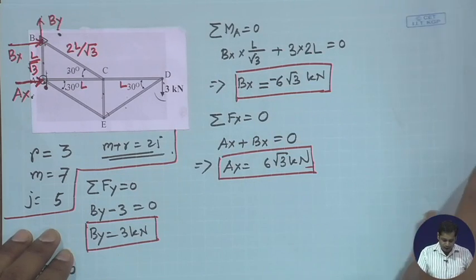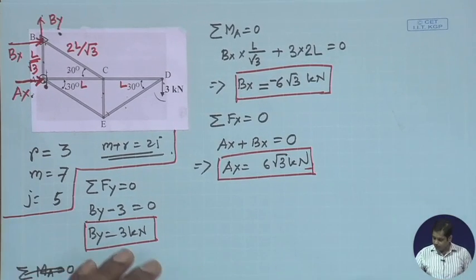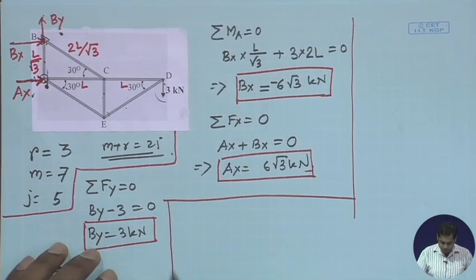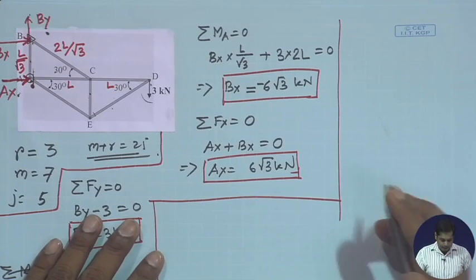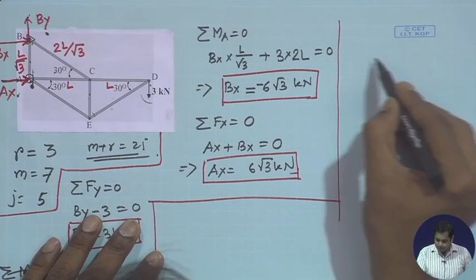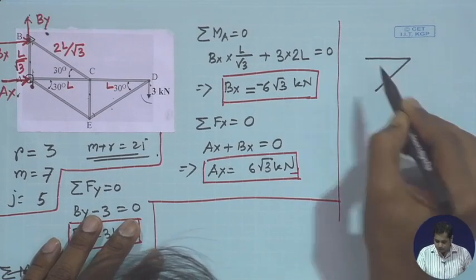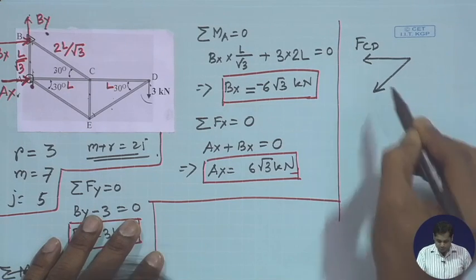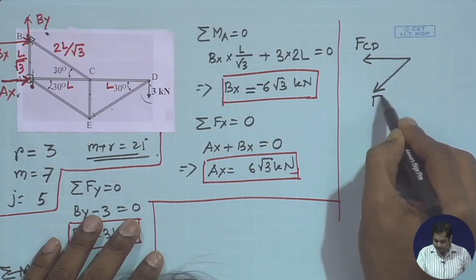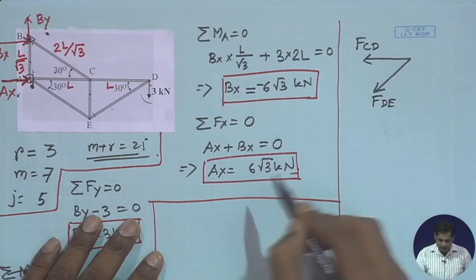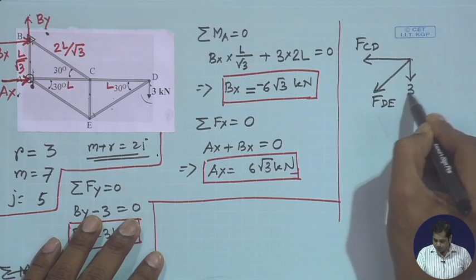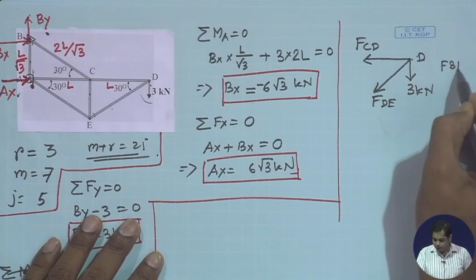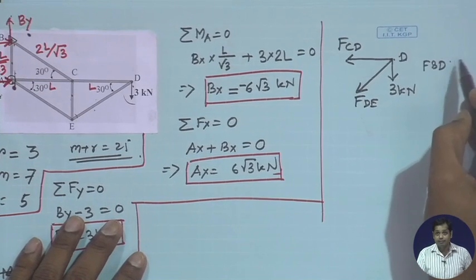Okay. Now, what is the free body diagram of joint D? So, this is your support reaction, right. Let us draw the free body diagram of joint D. So, this force is FCD and this force is FDE, and then another force 3 kilonewton. This is D and this is the FBD of D.